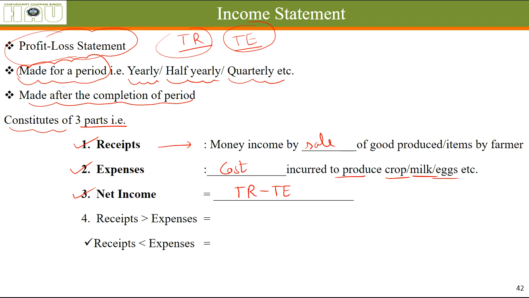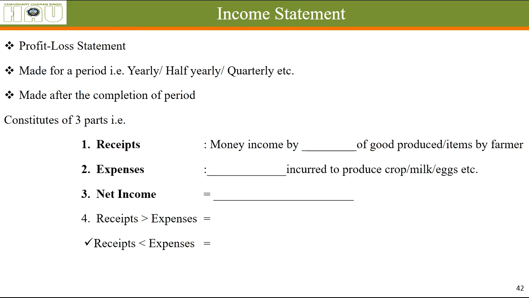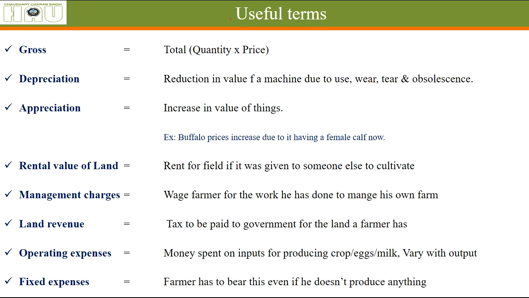If the receipts are greater than expenses, we have a profit. And if the receipts, that is incomings, are less than the outgoings, that means we are in loss. That's why it is called a profit and loss statement. It shows whether you earned a profit in the last period for which you are making an income statement, or you went for a loss. There are some useful terms to understand this income statement.